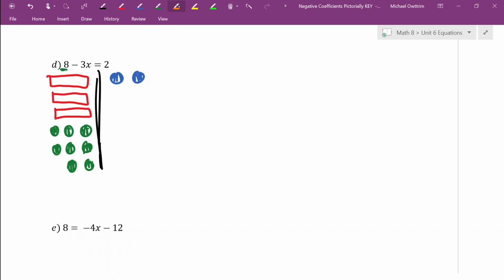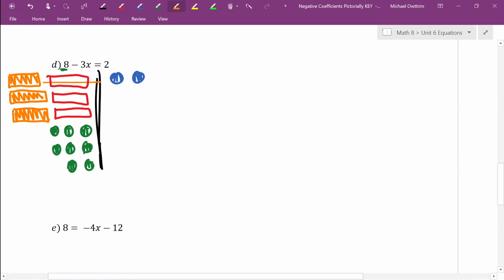Now, again, I know I never have negative x's in my solution, so to cancel out these red negative x's on the left side, I'm going to need 3 positive x's there to form my 0 pairs. Bye-bye, bye-bye, bye-bye. And of course, when I add 3 positive x's to the left side, I'll have to add 3 positive x's to the right side as well.